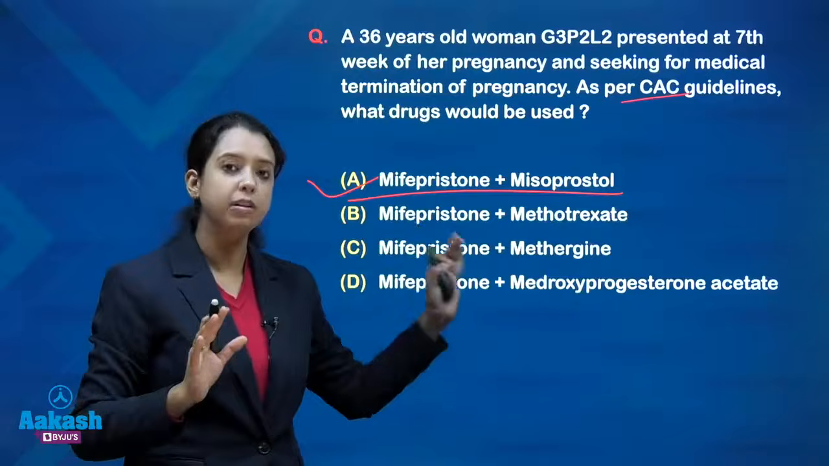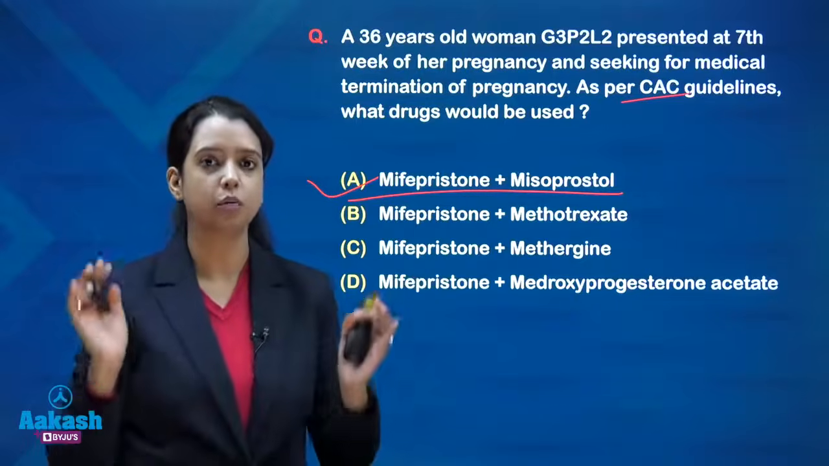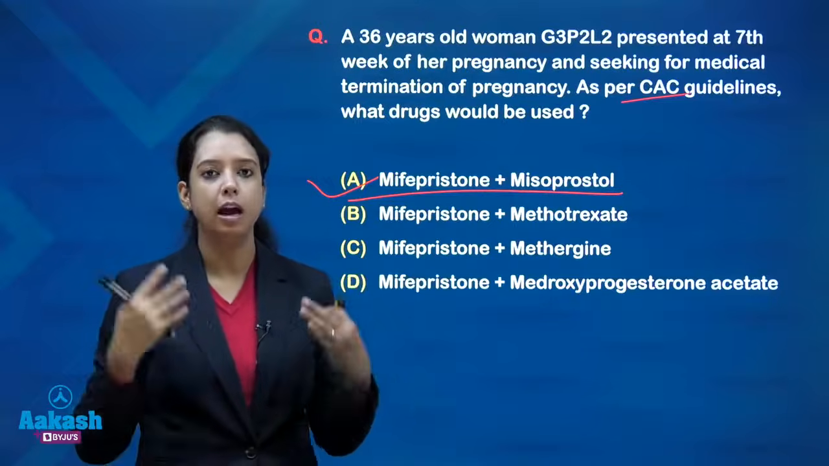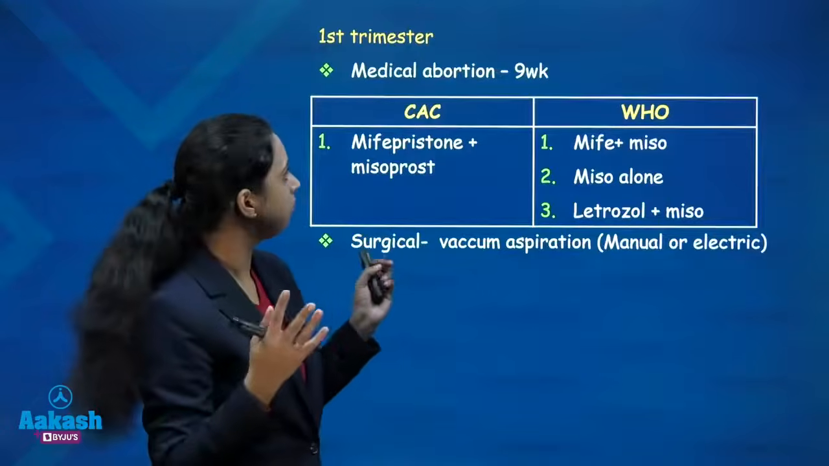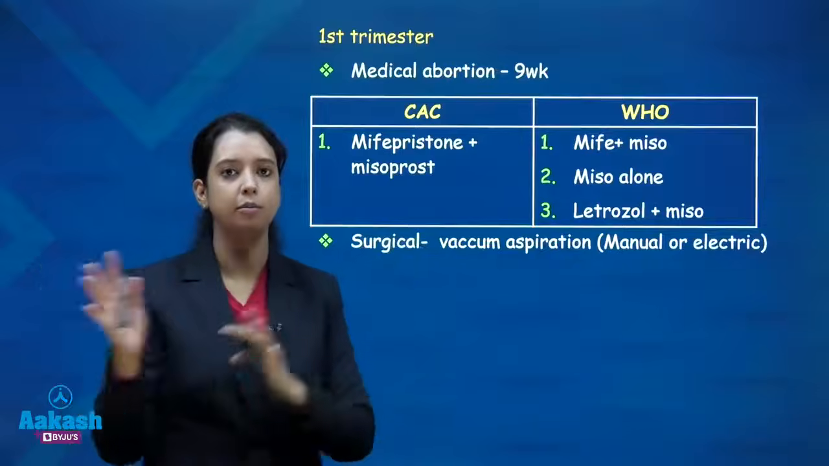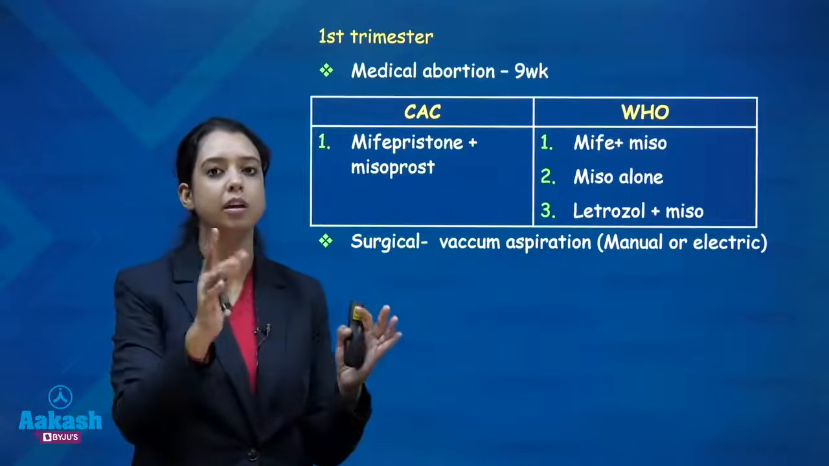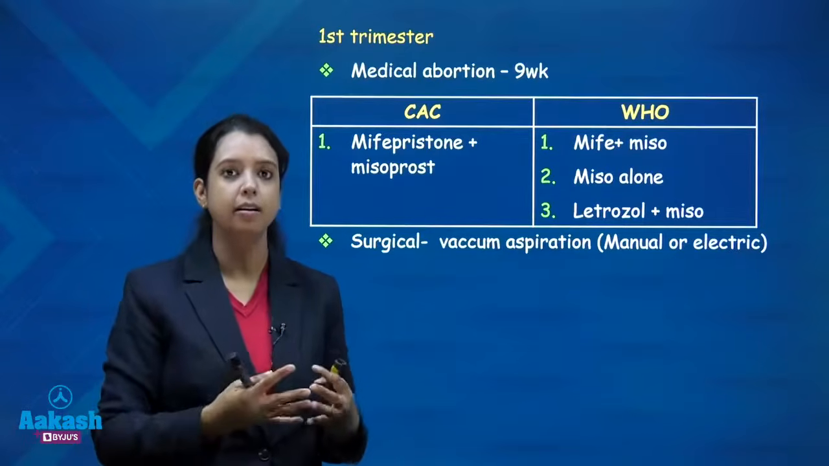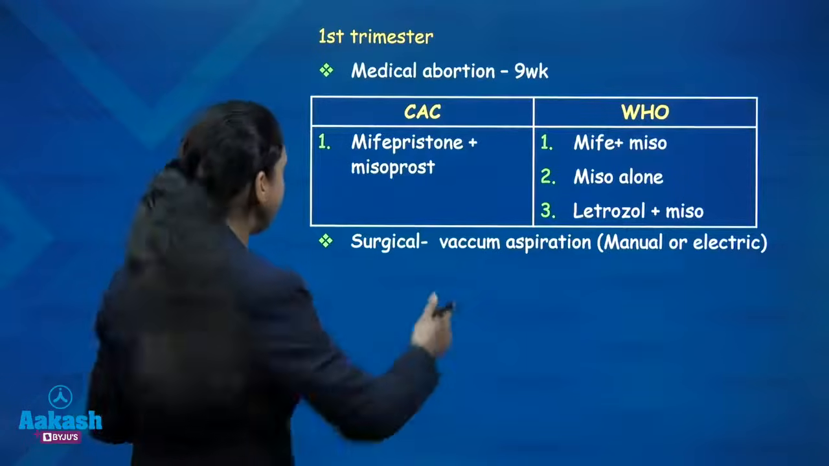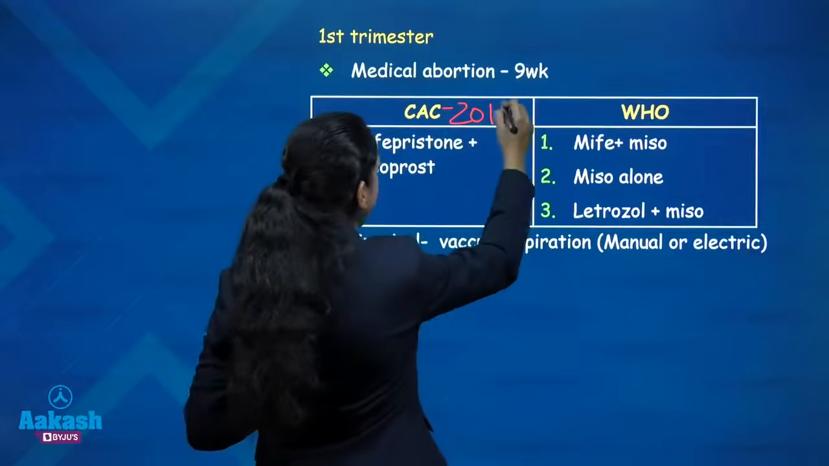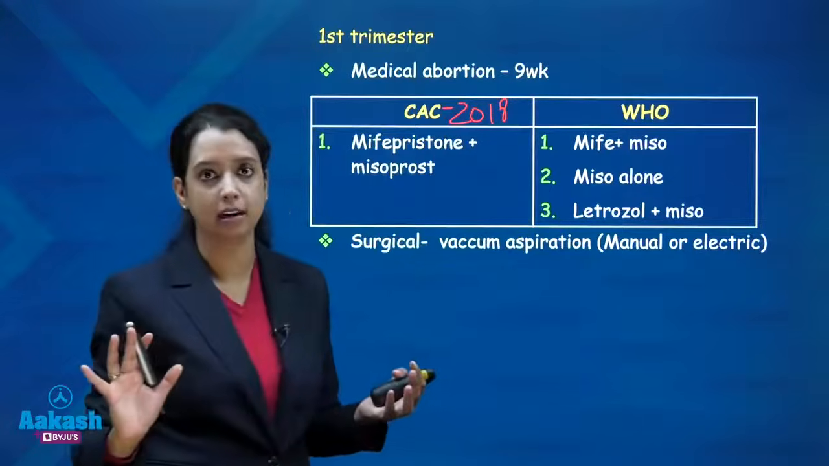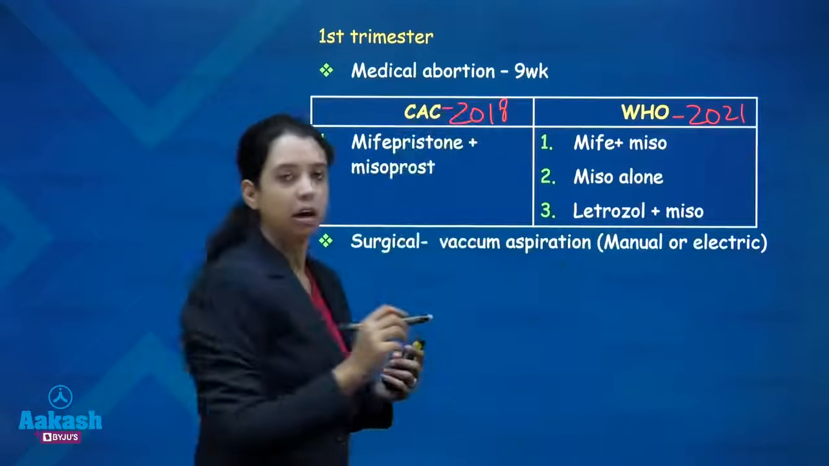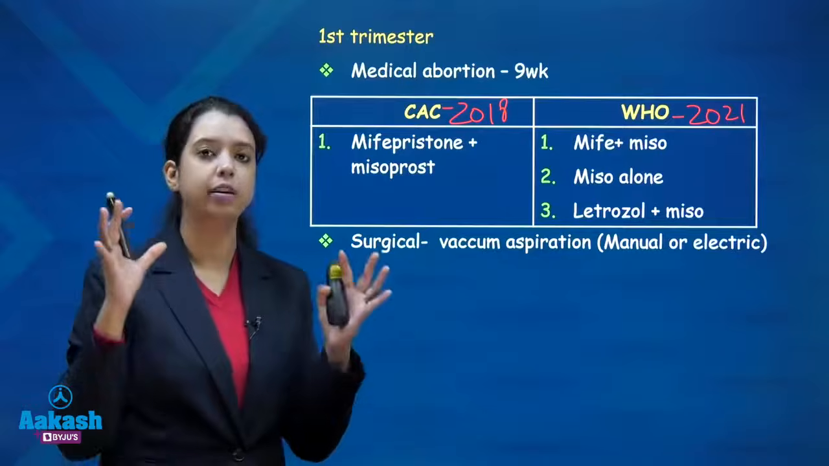Now, previously also a question has been asked in INICET that what is the method of abortion in first trimester. So methods of abortion have been asked very frequently. So I want to just give you a little idea about CAC and WHO. CAC is Comprehensive Abortion Care Guideline by India. Okay, so it's an Indian guideline by our Ministry of Health and Family Welfare given in 2018. Now WHO is a universal international guideline, recently updated in 2021 also. Okay, so they differ a little in what they advise.